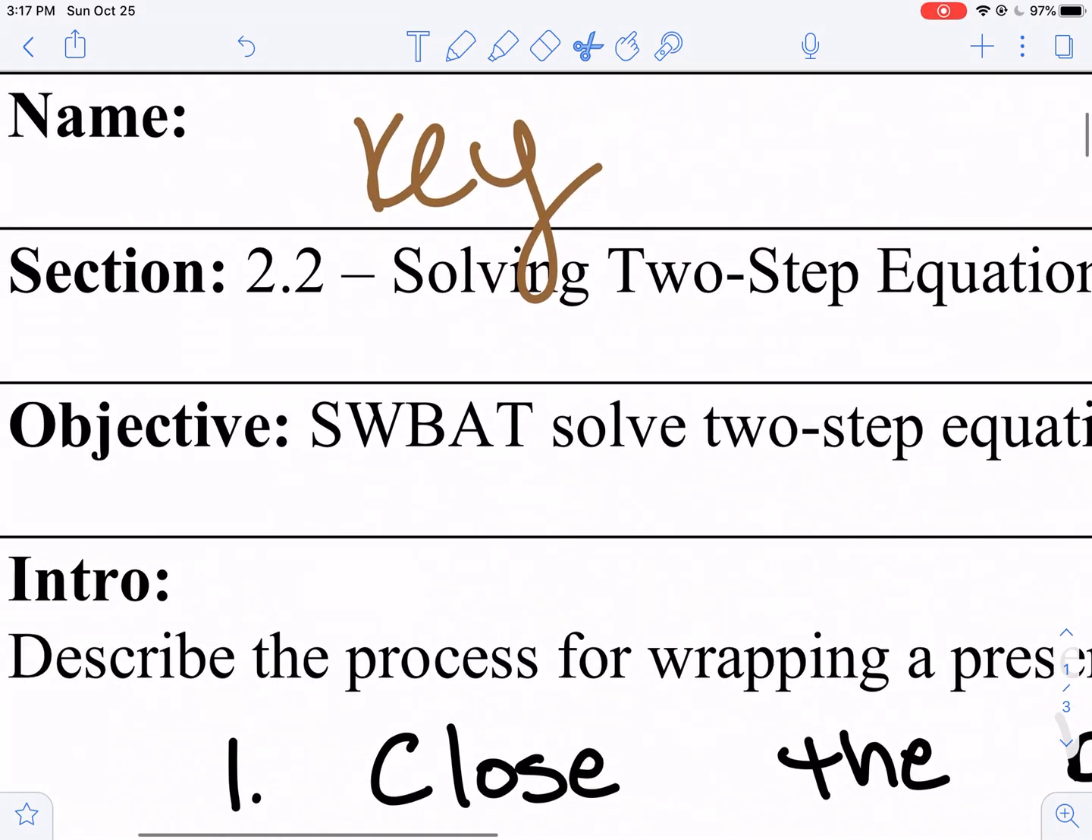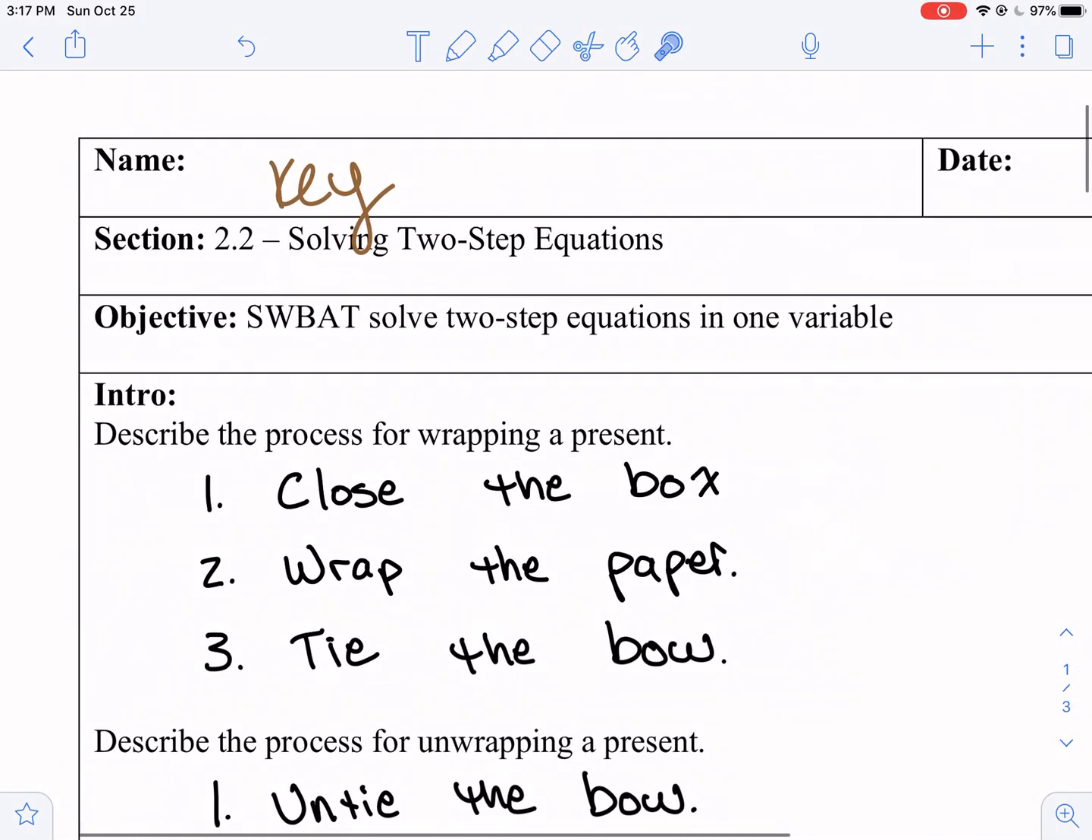Hi guys, welcome to your 2.2 notes on solving two-step equations. By the end of the day, you will be able to solve equations with 2 steps in one variable.